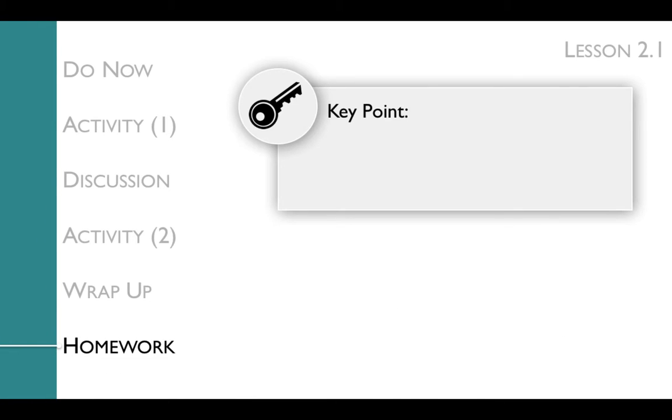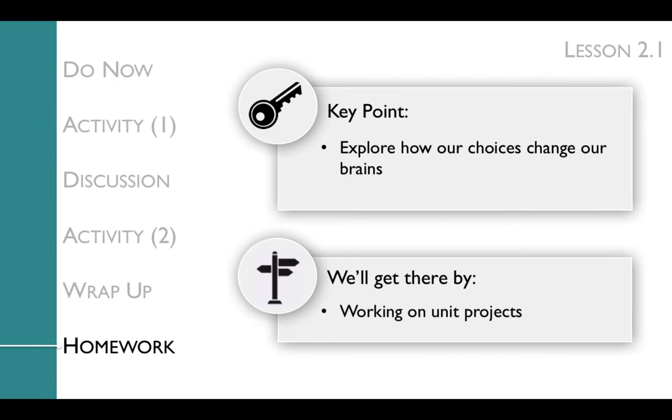The key point of the homework is to explore how our choices change our brains. We'll get to this key point by working on our unit projects, which have students working independently or in small groups to research, describe, and present to the class how the different choices we make can change our brains. See the project section on our website for more information about the project and sample assignments and rubric sheets.